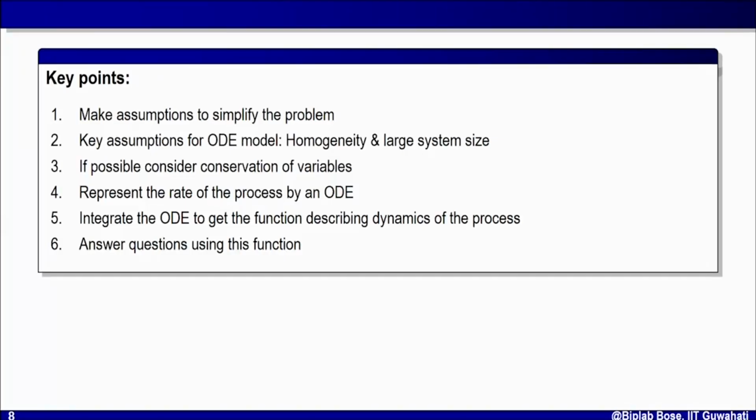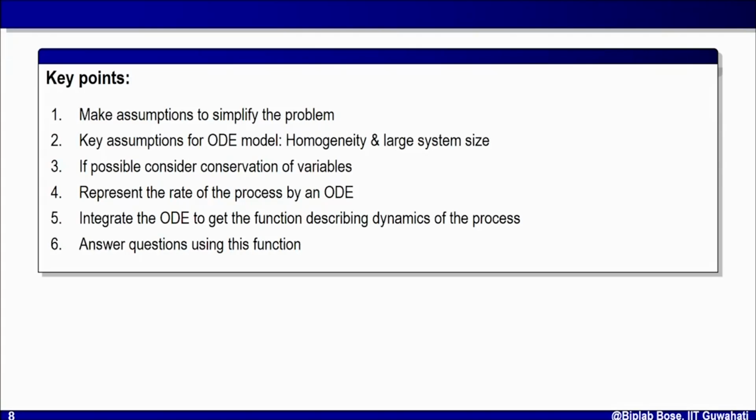For example, we have to make sure the system is homogeneous or well mixed. That means all people are coming in contact with each other, and the population size is also very large. That means I cannot use this model to model the spread of infection among 5 people or 6 people. I have a large population. And then what we have done, we have represented this rate of change in the size of the infected population by an ordinary differential equation.